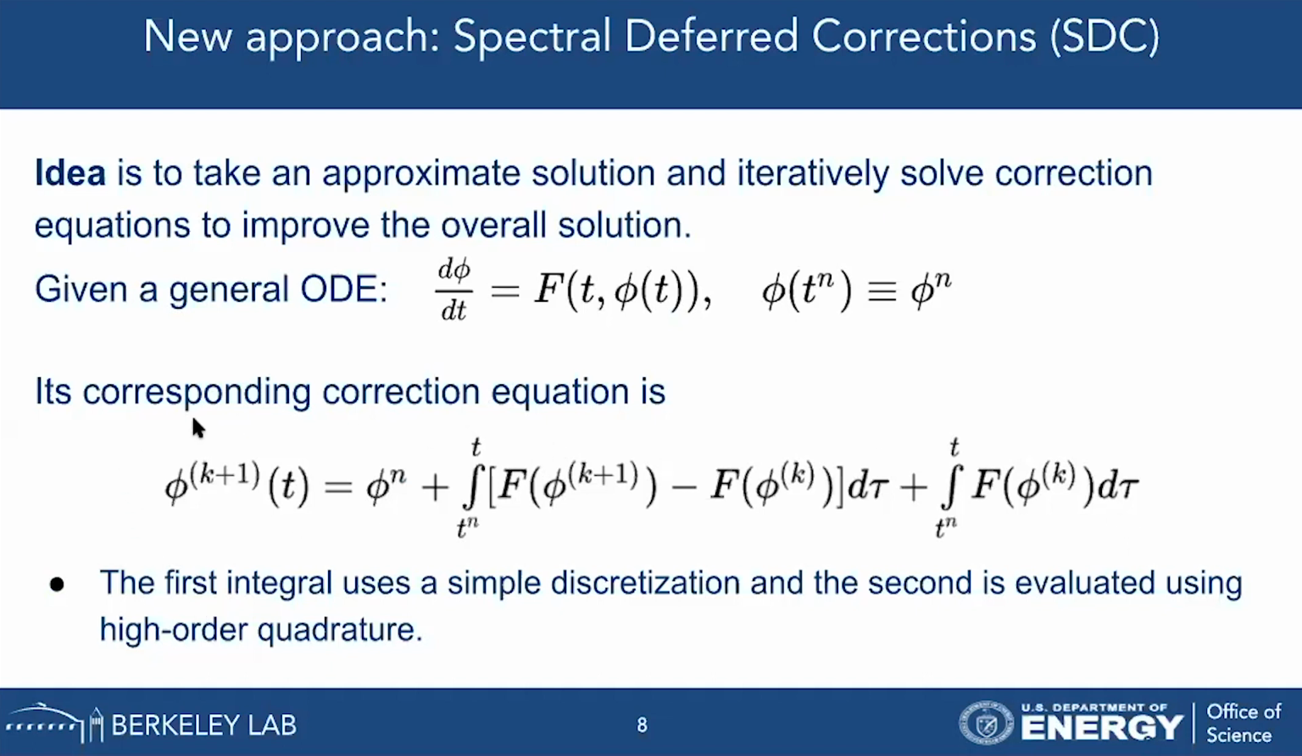What this says is basically that k is the kth iteration of this correction equation. The terms inside the first integral give you the error between each iteration, and the term inside the second integral gives you the residual with respect to the solution at time n. And the way we actually apply this in the Maestro X setting is that we evaluate the first integral using a simple discretization, and the second integral is evaluated using a high order quadrature.